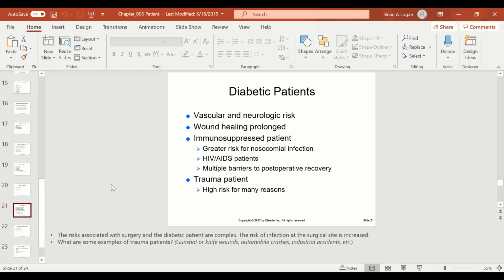You're immunosuppressed. You have another disease process. Now you're having surgery, and it can kind of exacerbate things. Exacerbation means you're making things worse. And then, of course, that prolonged wound healing is going to leave you at a greater risk for a hospital-acquired infection.